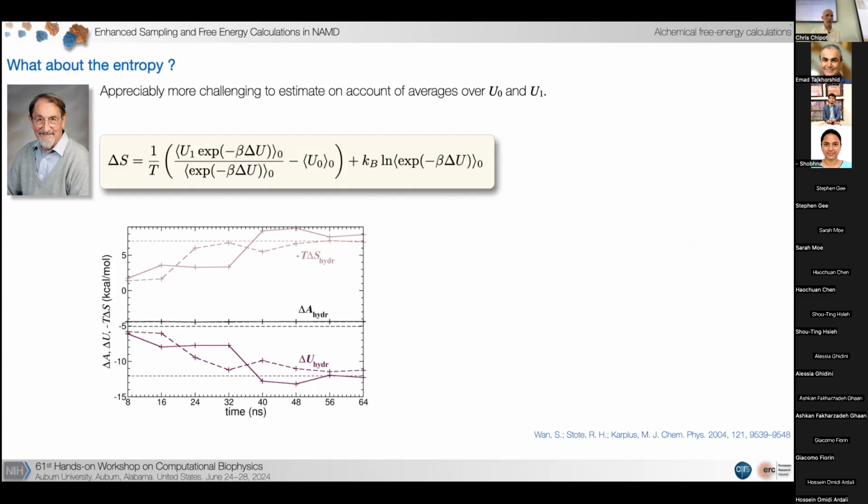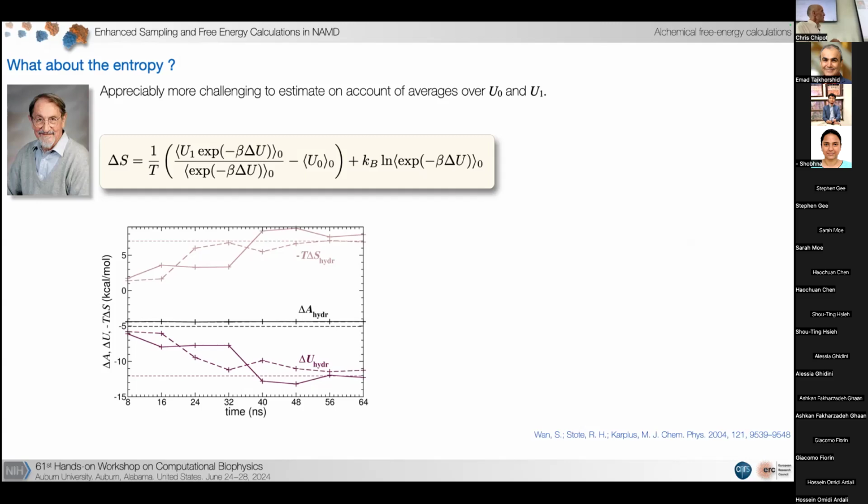Okay, so you take the expression of the free energy, either the Gibbs free energy or the Helmholtz free energy. Let's say the Helmholtz free energy. Delta A equals delta U minus T delta S. And you plug in the expression of the perturbation formula, with the ensemble average of exponential minus beta delta U with respect to state 0, the reference state. And you obtain this.